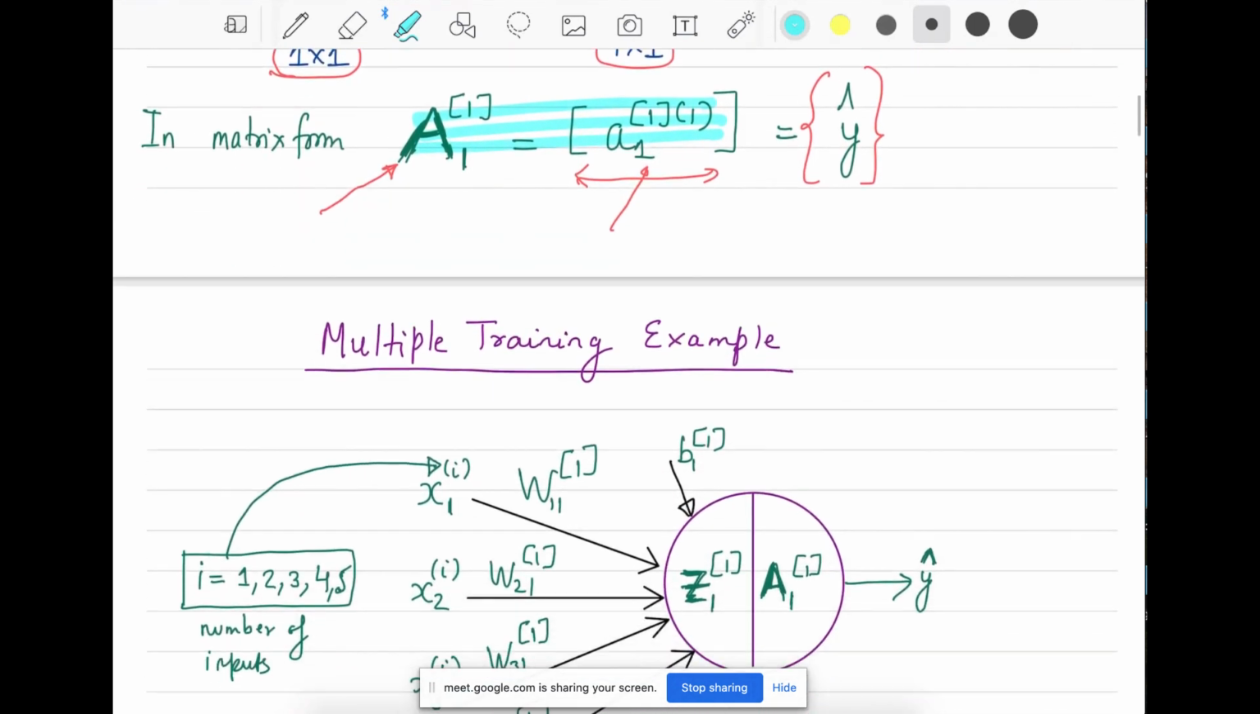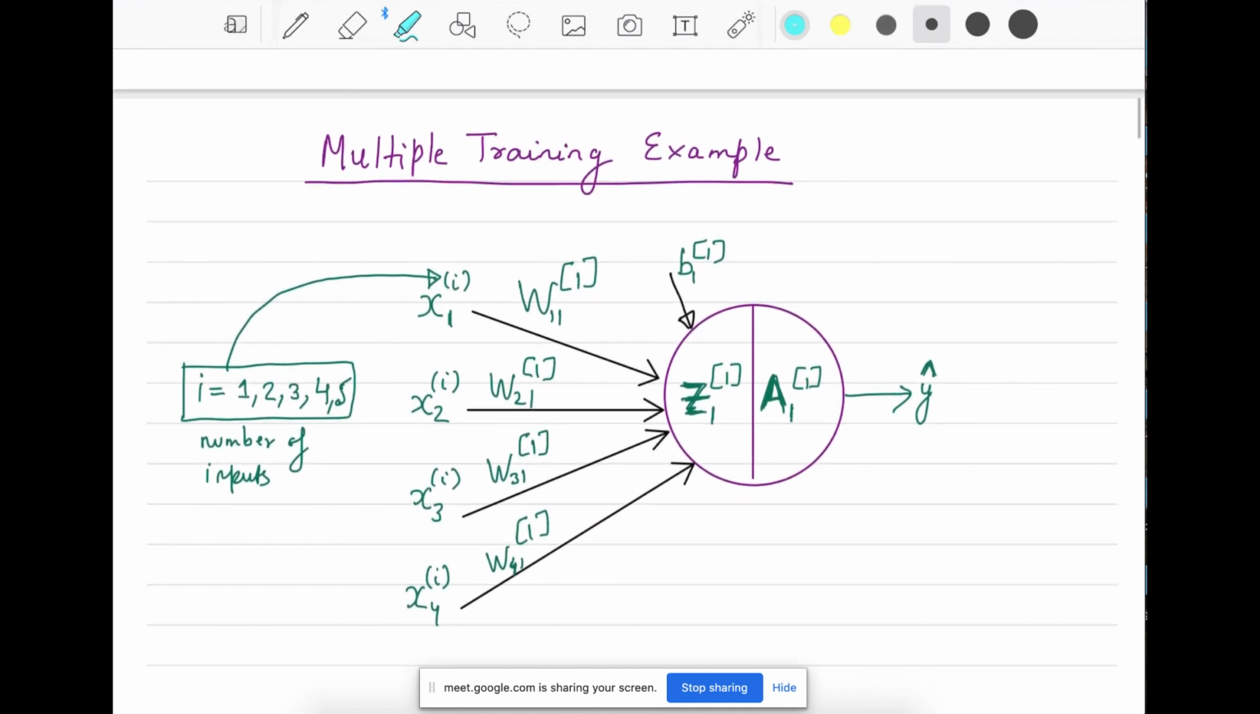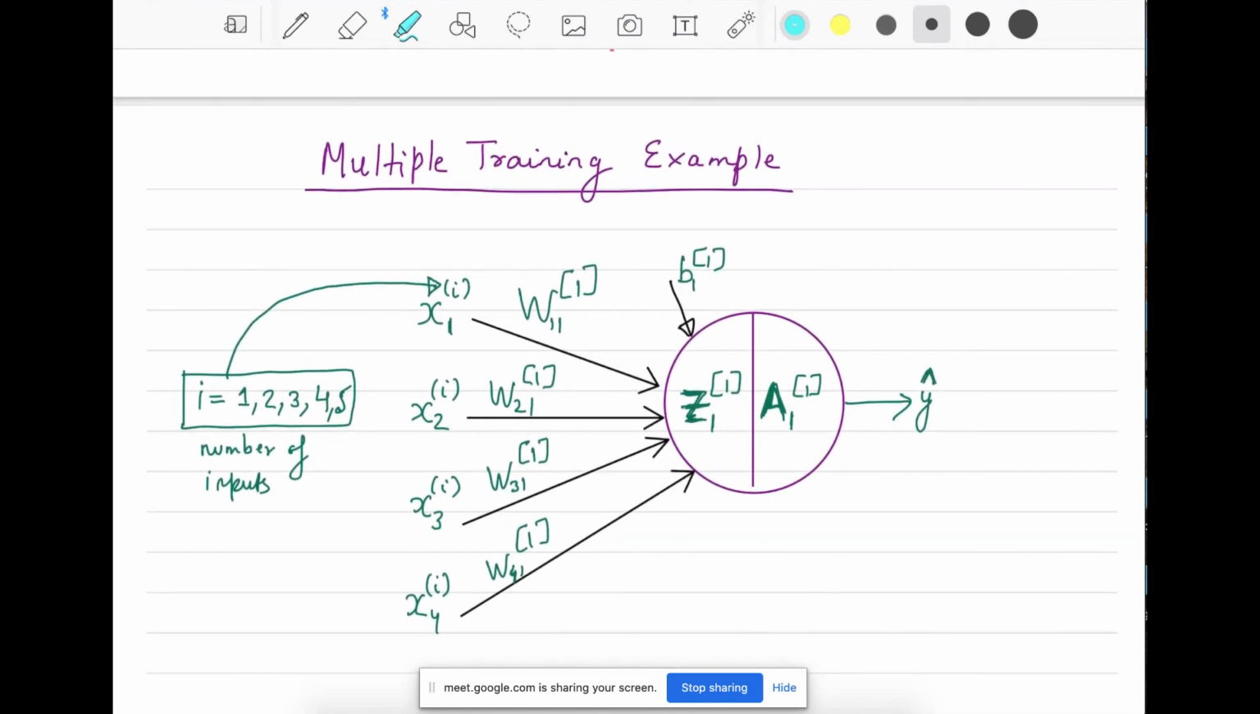Now the second case is, let us say we have that same architecture, but now we have multiple training examples. So by multiple training examples, earlier I had one over here, now it's i. So i runs from 1 to 5 or anything, it depends upon your training samples. Right now I am taking only 5 samples, so i is running from 1 to 5 over here.